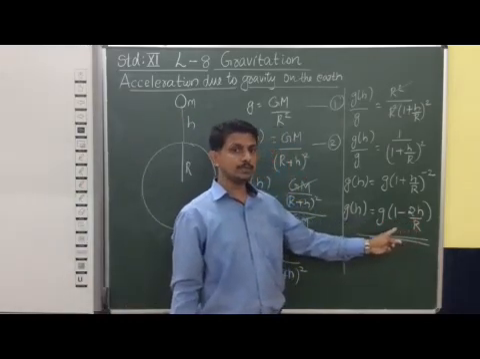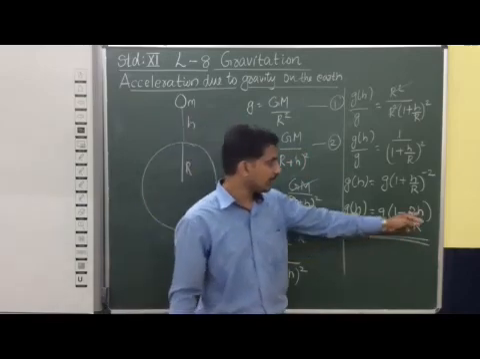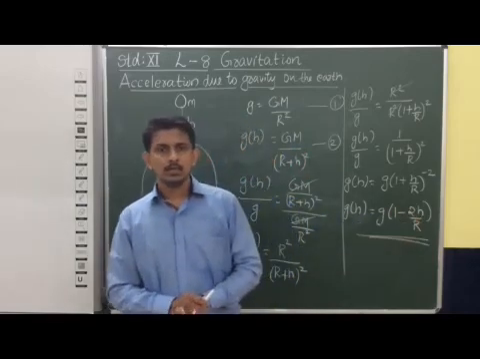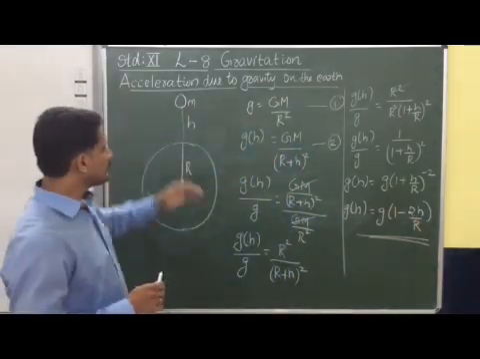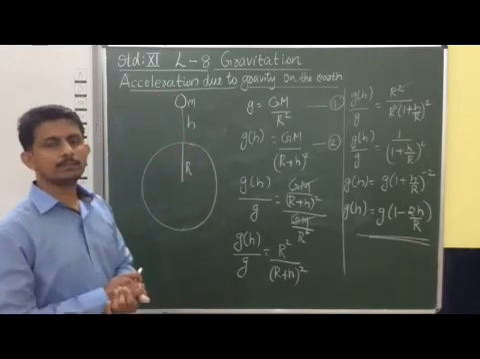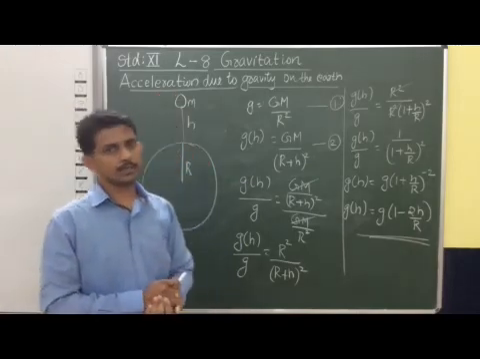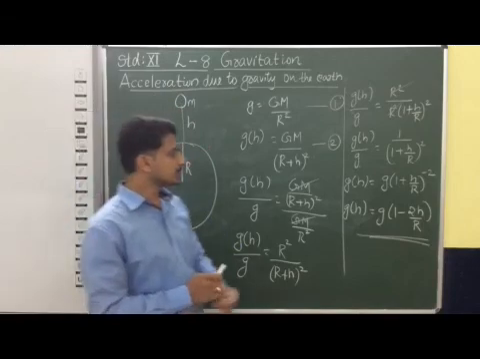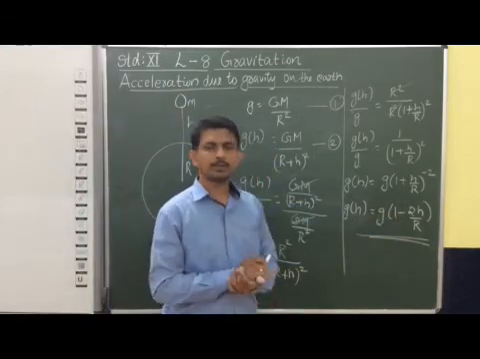That means the value of g decreases by a factor of 1 minus 2h by r. So it is clear that as we go above the surface of the earth, the value of g decreases by a factor of 1 minus 2h by r.